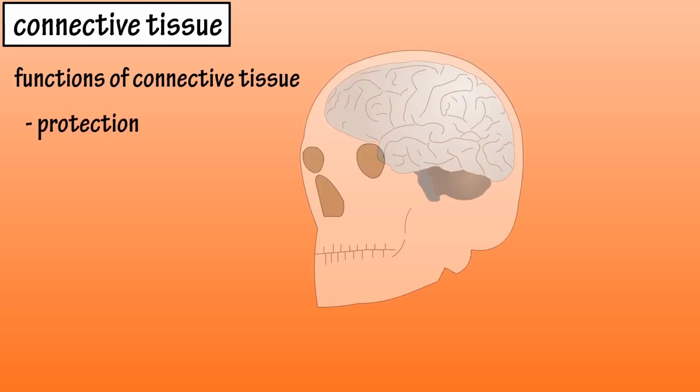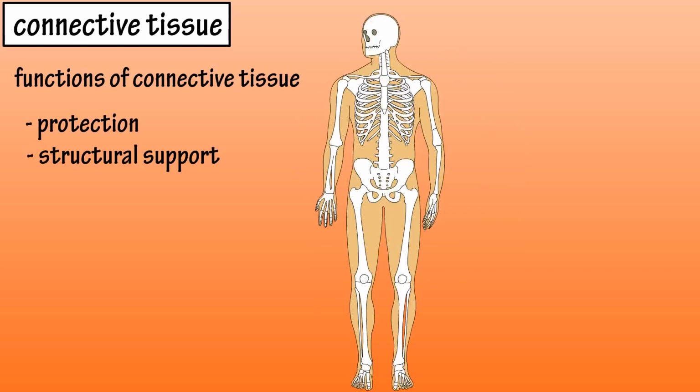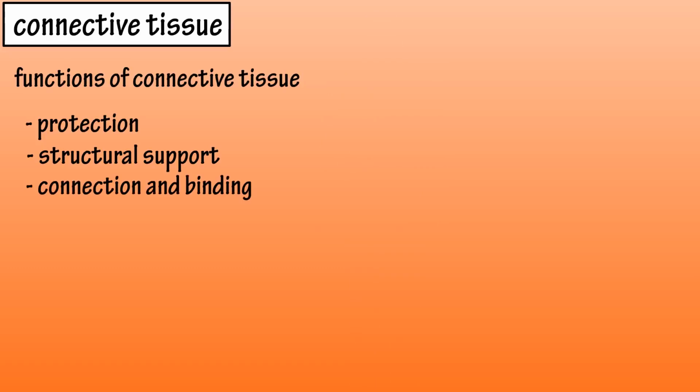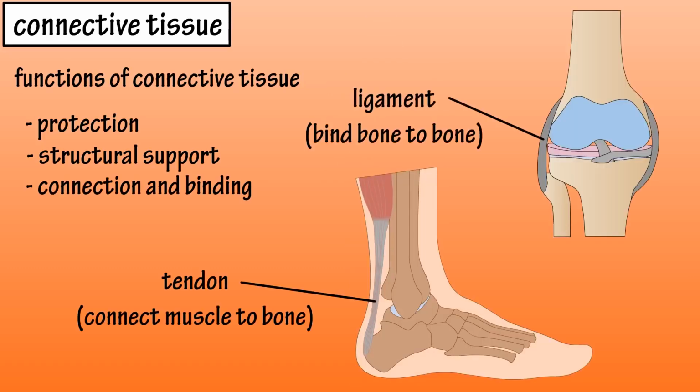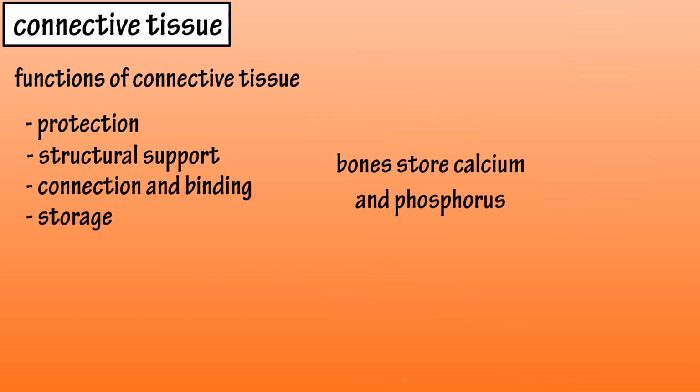There are many functions that different types of connective tissues perform, such as in many cases it provides protection for internal organs. For instance, the skull protects the brain. It can also provide structural support, as bones provide the framework for the body. Connective tissues connect and bind certain structures. For instance, ligaments bind bone to bone, and tendons bind muscles to bones. It also provides for storage of some nutrients, as bones store calcium and phosphorus.